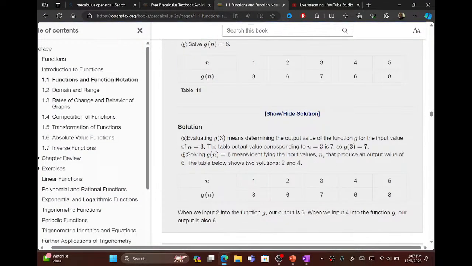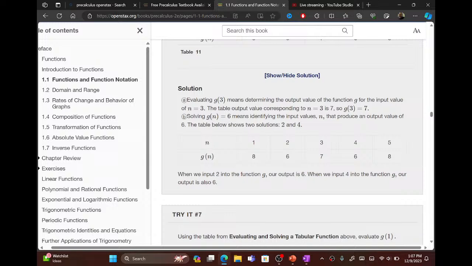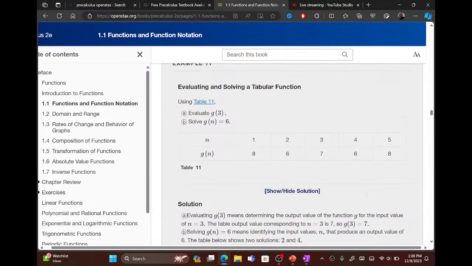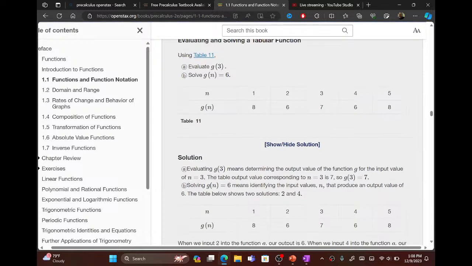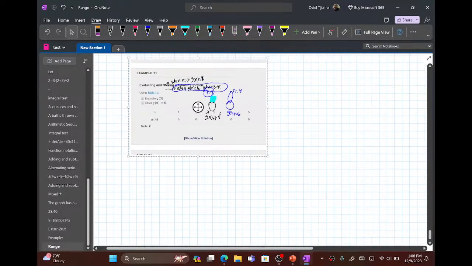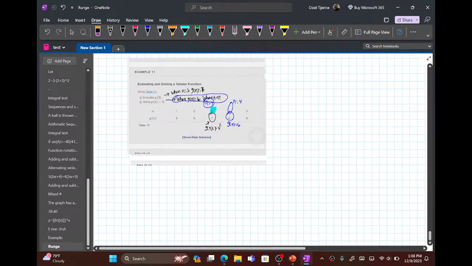So obviously, if you look very carefully, g of 3 is 7. It's what we just did right here.